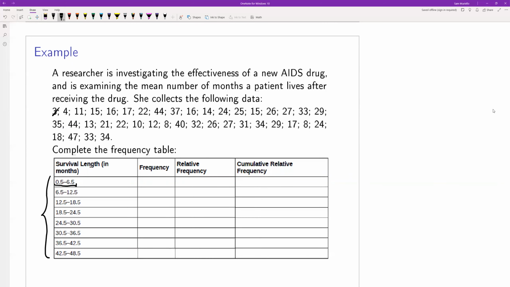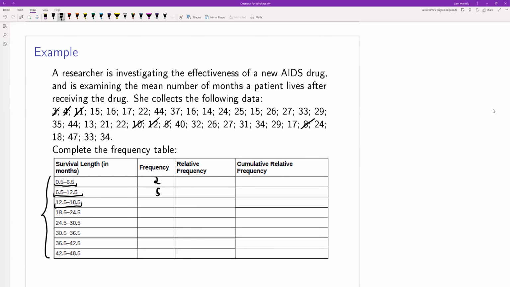I see 1, 2, 3, 4. Oh, whoops, sorry. We shouldn't be including these 8s because we're only going up to 6.5. So 1, 2, and that's it. 2 for the first one. Next, we'll do from 6.5 to 12.5. So maximum will be 12. I count 1, no, 2, 3, 4. 12 is included. 5 for this next one.